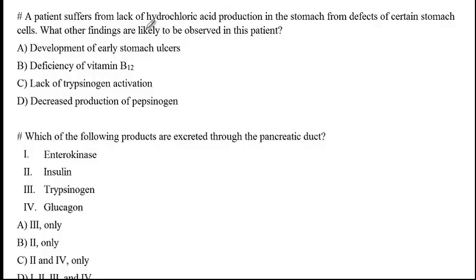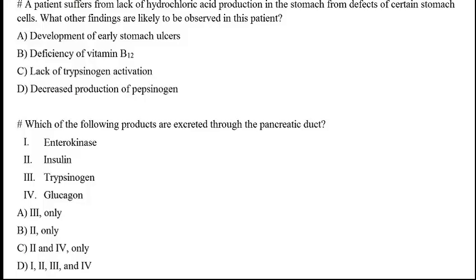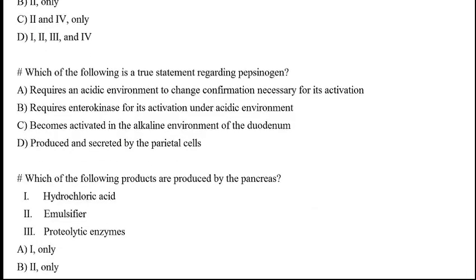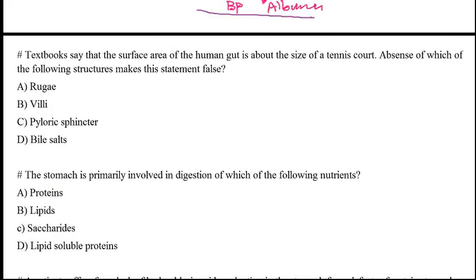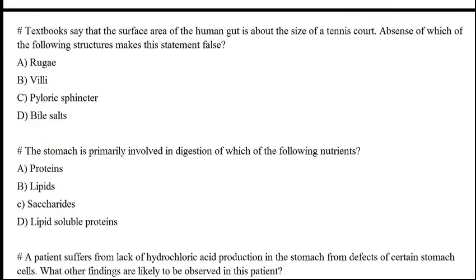All right, so think of it, which stomach cells are producing a hydrochloric acid and what other products are being produced by that cell. Once you answer that, you should be able to answer this question. The next question is, which of the following products are being excreted from pancreatic duct? Which of the following is a true statement regarding pepsinogen? And then finally, which of the following products are produced by the pancreas? Right, so again, if you need to pause the video, by all means, go ahead. Otherwise, we are ready to go with that.